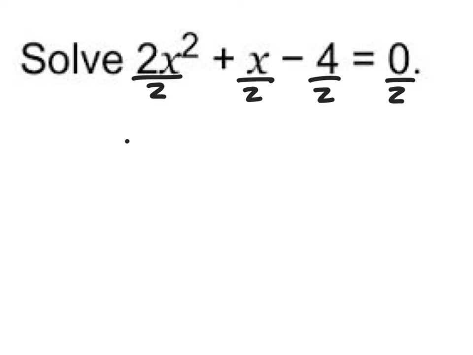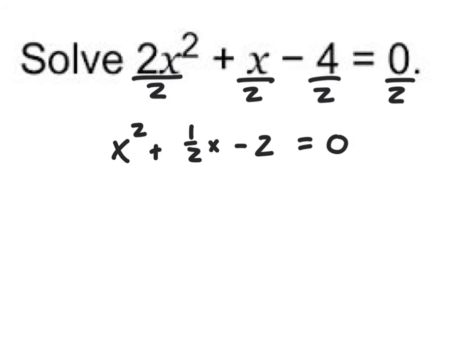So as a result, I get x squared plus 1/2 x minus 2 is equal to 0. So the question is, do I have any two numbers that add to 1/2 but multiply to negative 2? You can sit here as long as you want trying to do that, but it isn't going to work. So what I want to do is this.